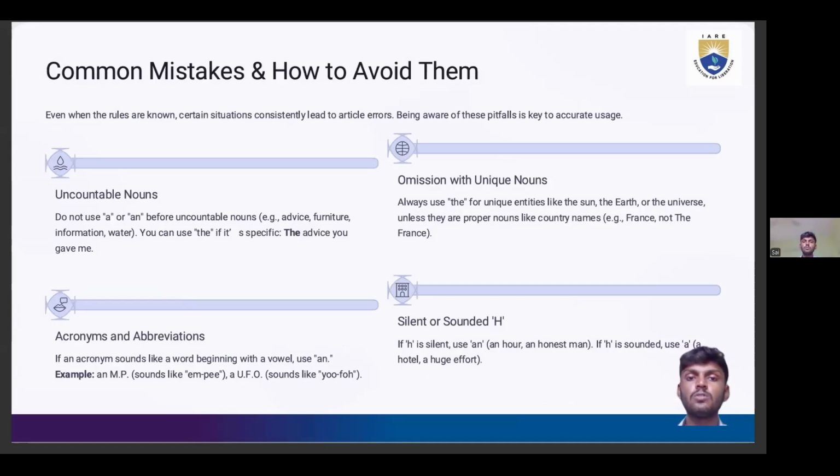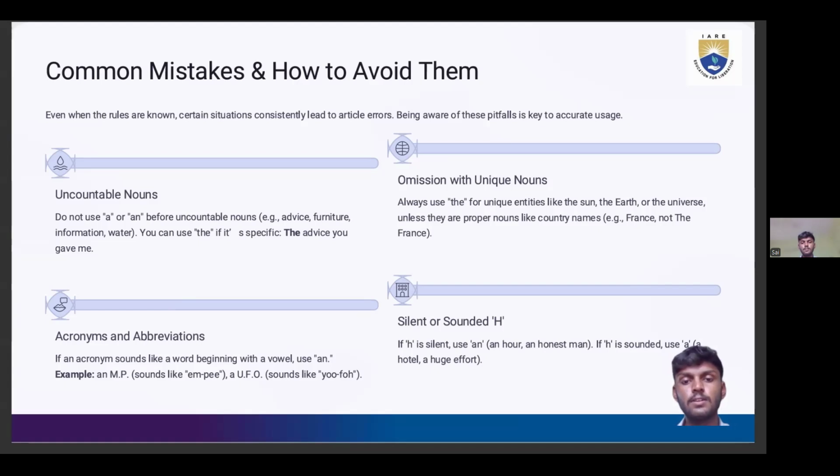Common mistakes and how to avoid them. Even native speakers make mistakes with articles, so it's normal to get confused. Let's look at common errors and how to avoid them. Using a versus an incorrectly. Mistake: I saw a elephant. Correct: I saw an elephant. How to avoid it? Always check the sound of the word that follows, not the spelling.